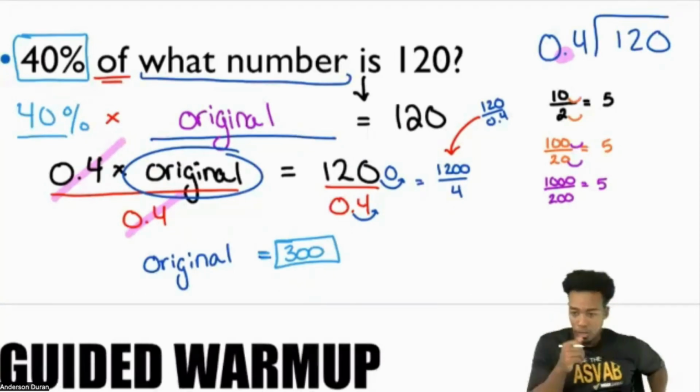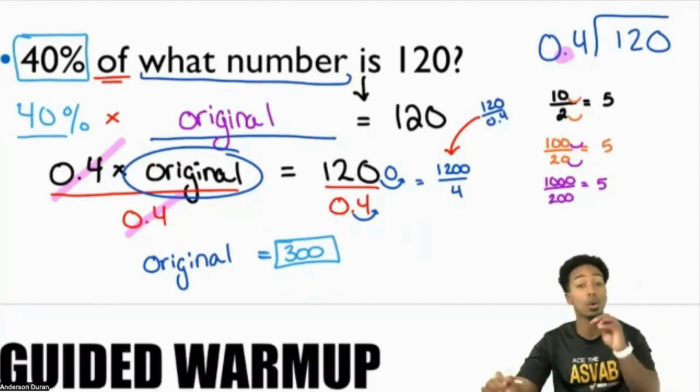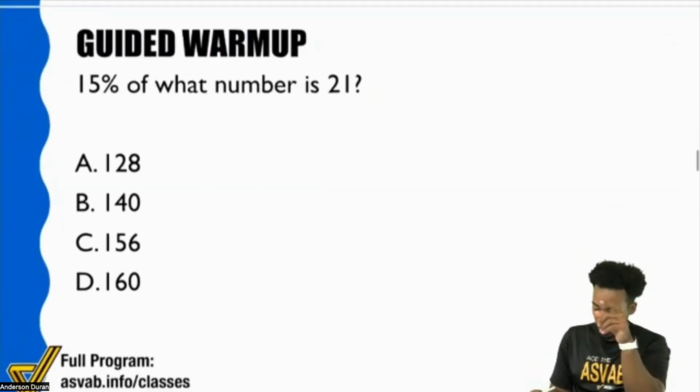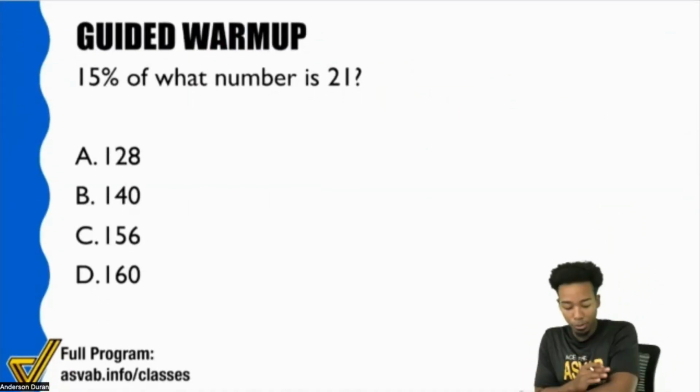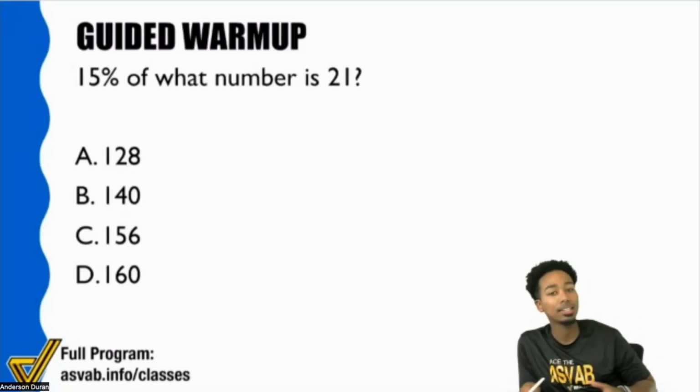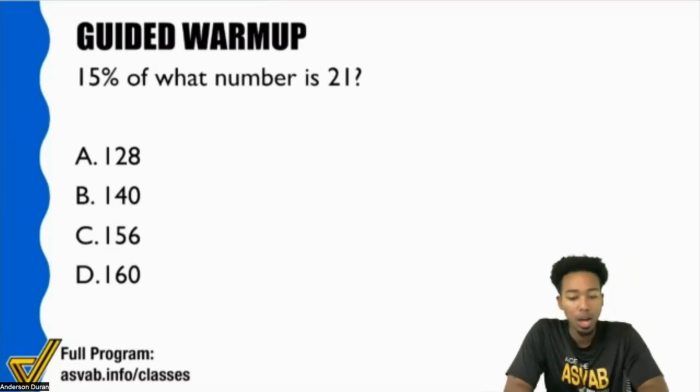Good. Okay, so it is 7:05, so we're going to kick it into high gear now. We are going to get into these word problems. I got to give you one last chance here to get some practice in. 15% of what number is 21? I want to give you exactly 2 minutes here to try this problem out.